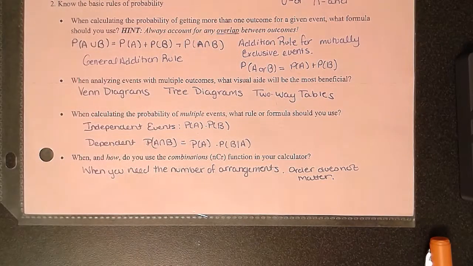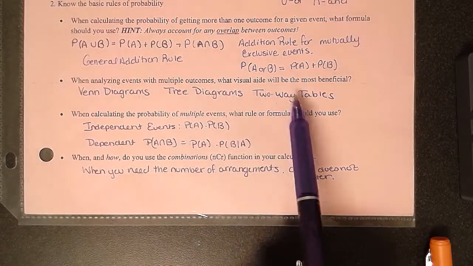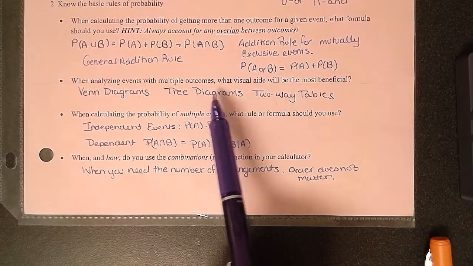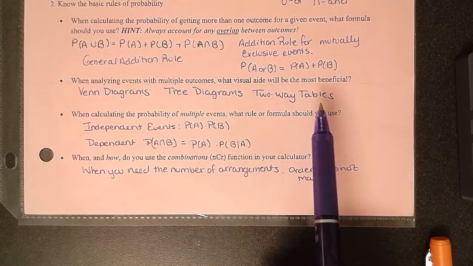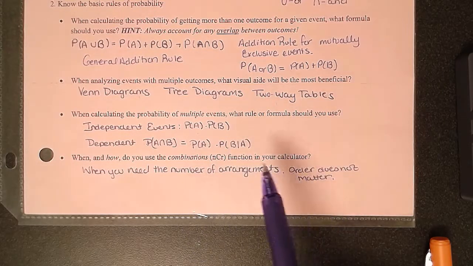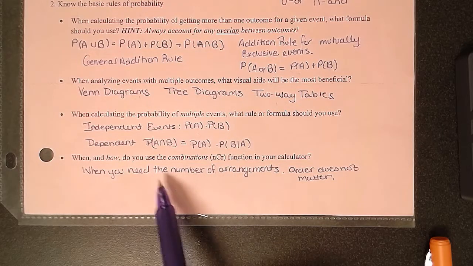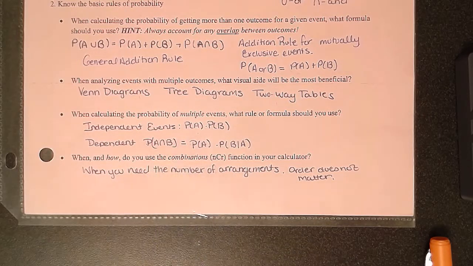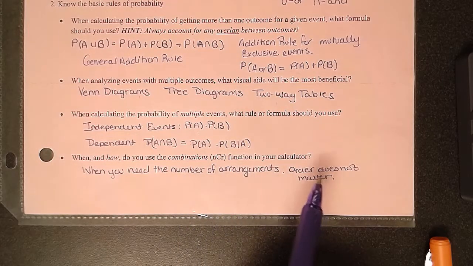When you're calculating the probability, remember to use Venn diagrams, tree diagrams, and two-way tables. Tree diagrams would have been really useful for the multiple choice that we just did. Remember that if they're independent events, you just multiply the two probabilities. When they're dependent, which means the probability of something happening given that the other thing happened, it's probability of A times the probability of B given that A occurred.